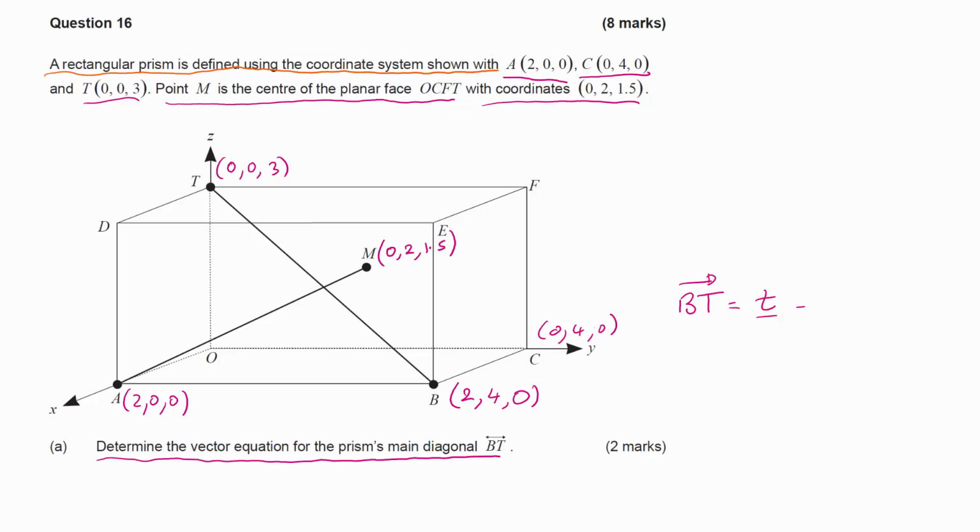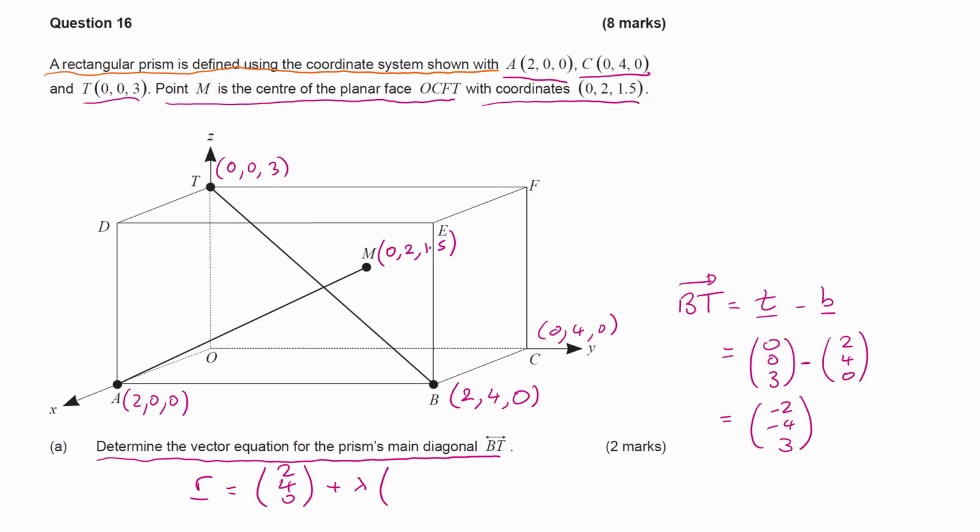Remember, that's T take away B using the turnaround rule. So that would be (0, 0, 3) take away (2, 4, 0), which is (-2, -4, 3). So if we started at B, it would be (2, 4, 0) plus lambda (-2, -4, 3).